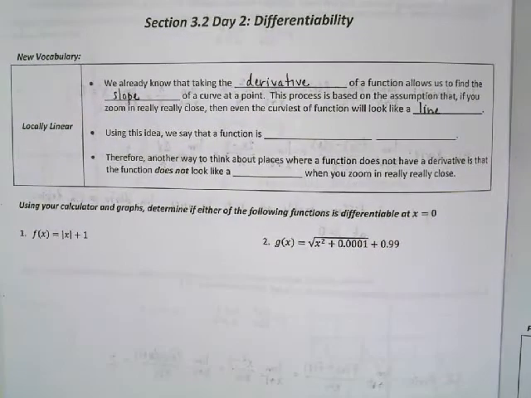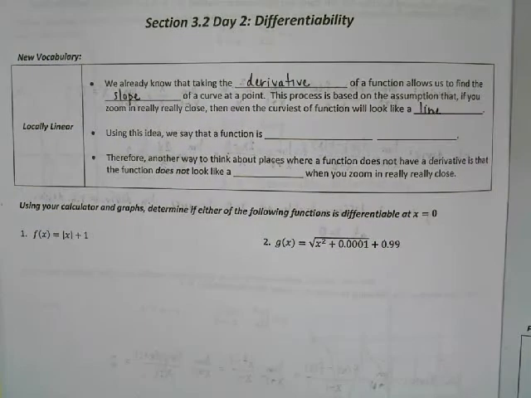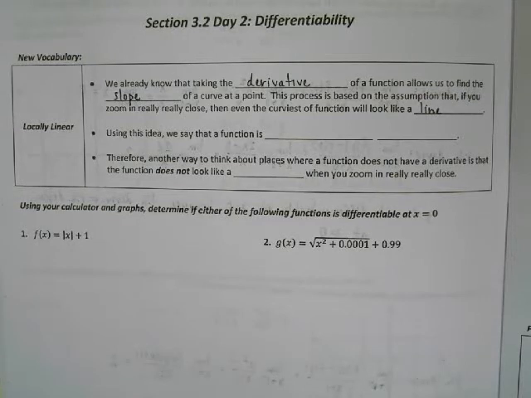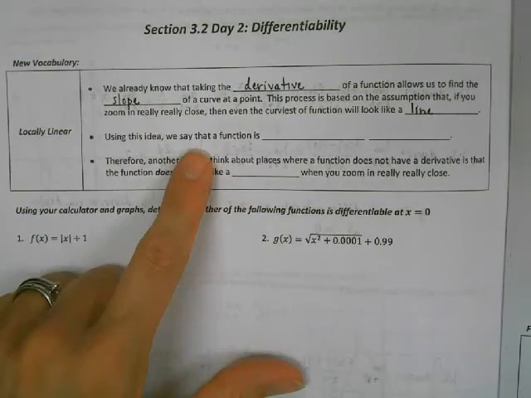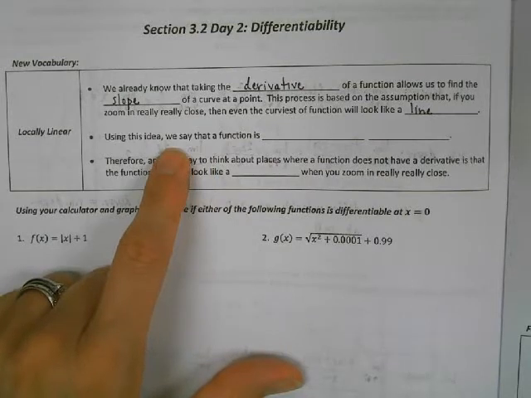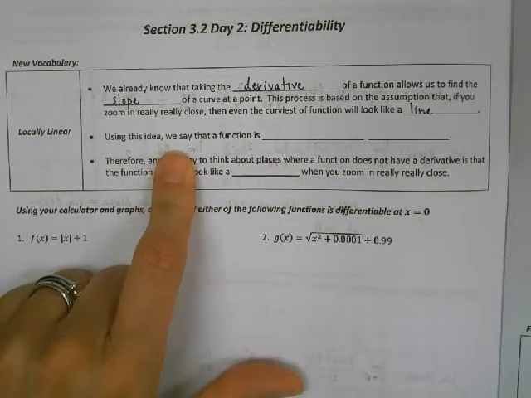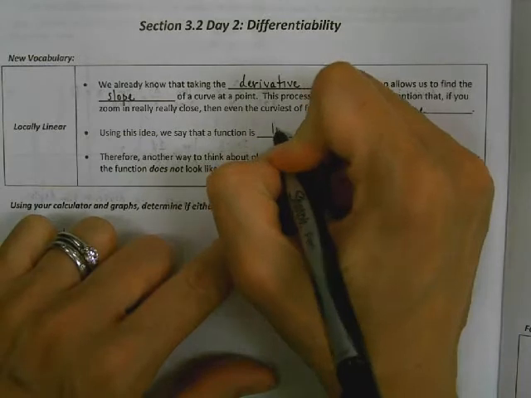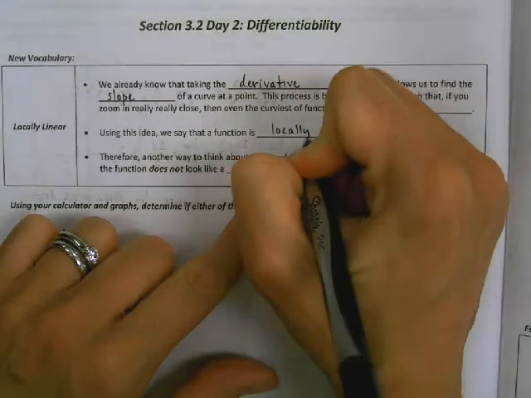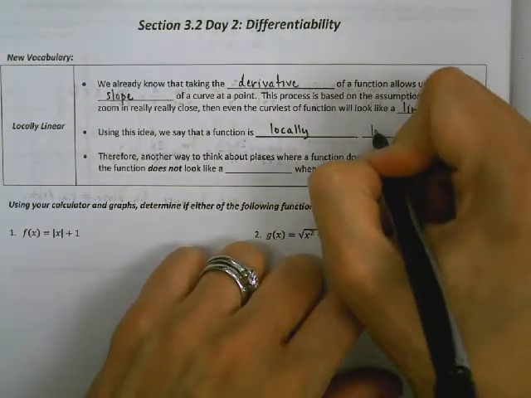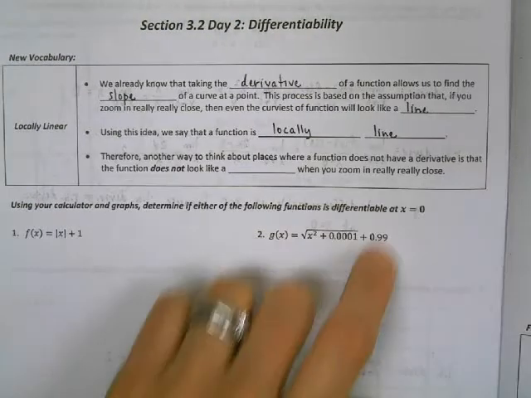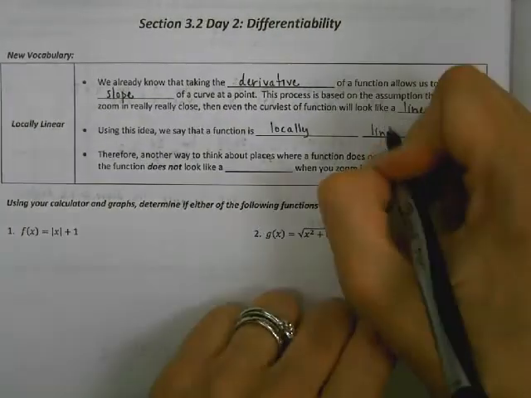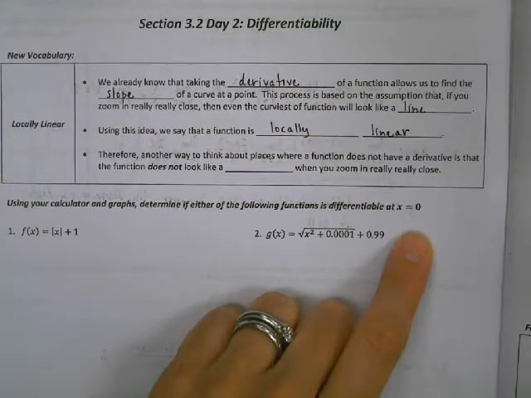So to be differentiable at a point, to have a derivative defined at that point, if we zoom in, we should be able to see this locally linear behavior. Okay, and that's what we say. If we can zoom in and that function looks like a line at that point, we say that a function is locally linear. That it looks like a line in that really narrow region. Not locally line, locally linear.